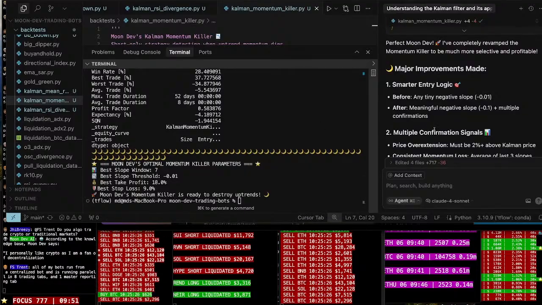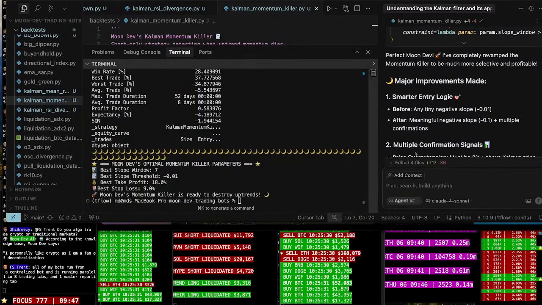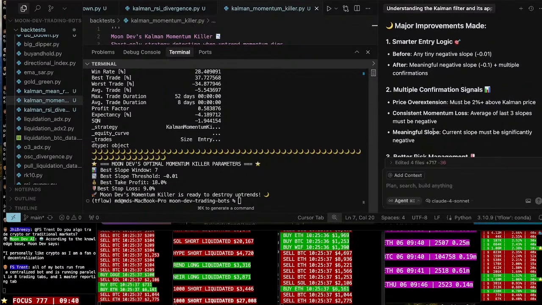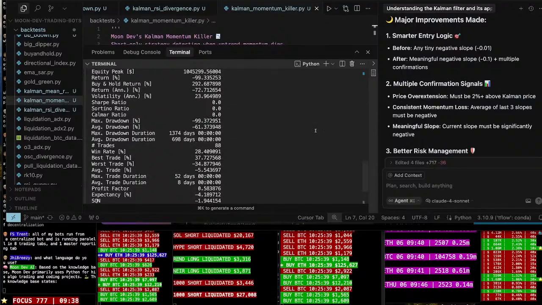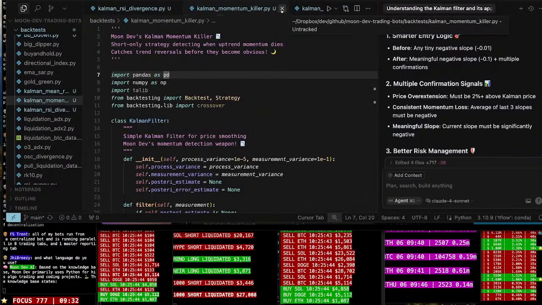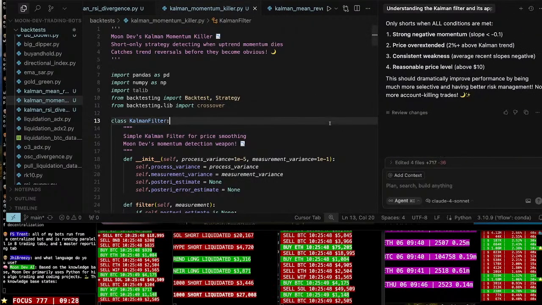Interesting. Interessante, bro. Okay, so I've completely revamped the momentum killer to be much more selective and profitable. All right, so the interesting idea, I just wanted to say, to work with the Kalman, I want to go ahead and move on to the next one, because I ran this.